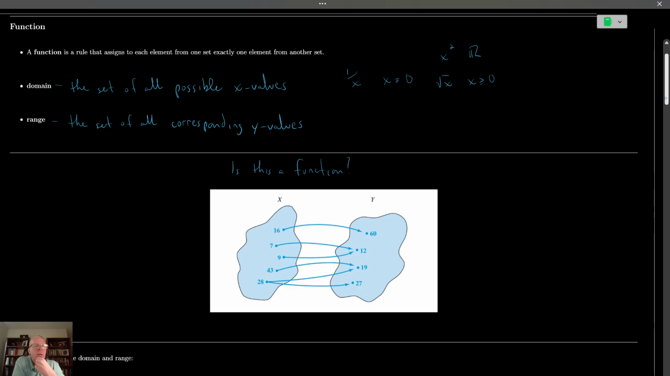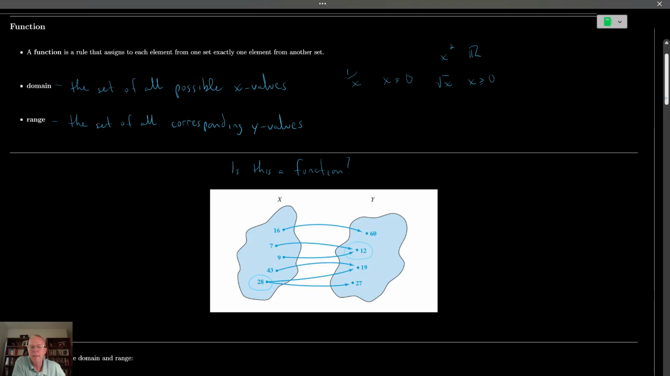Well, the definition: a function is a rule that assigns each element from one set to exactly one element from another set. So if X is 16, that maps directly to 60. If X is 7, that maps directly to 12. If X is 9, that maps directly to 12. So we have two things going to 12, but that is okay. We can have two things going to the same number. What you cannot have is one number over here going to two different numbers over here.